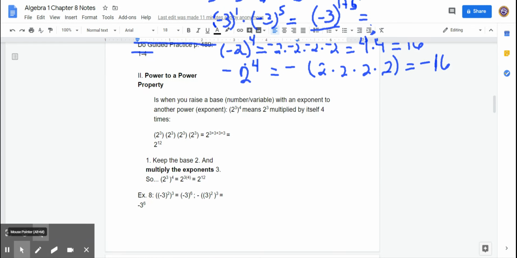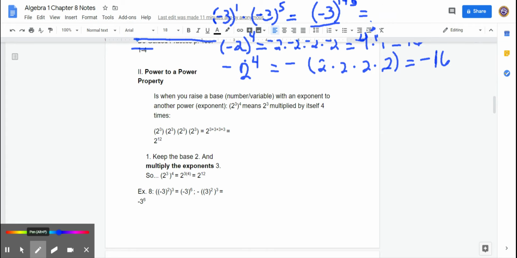The next rule that we're going to learn is power to a power. That means we're raising a power to another power. Okay? So an exponent to another power is like 2 cubed to the 4th power. See, the 3 is one exponent. The 4 is another exponent. So you have one power being raised to another power. That means you're taking 2 cubed and multiplying it by itself 4 times. So 2 cubed times 2 cubed times 2 cubed times 2 cubed.